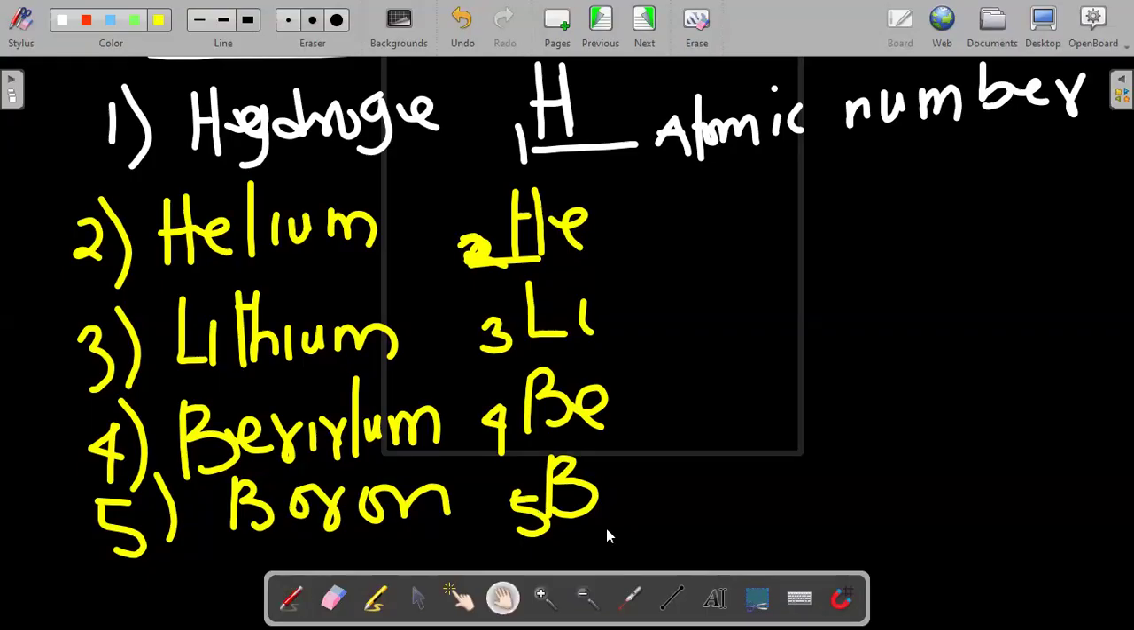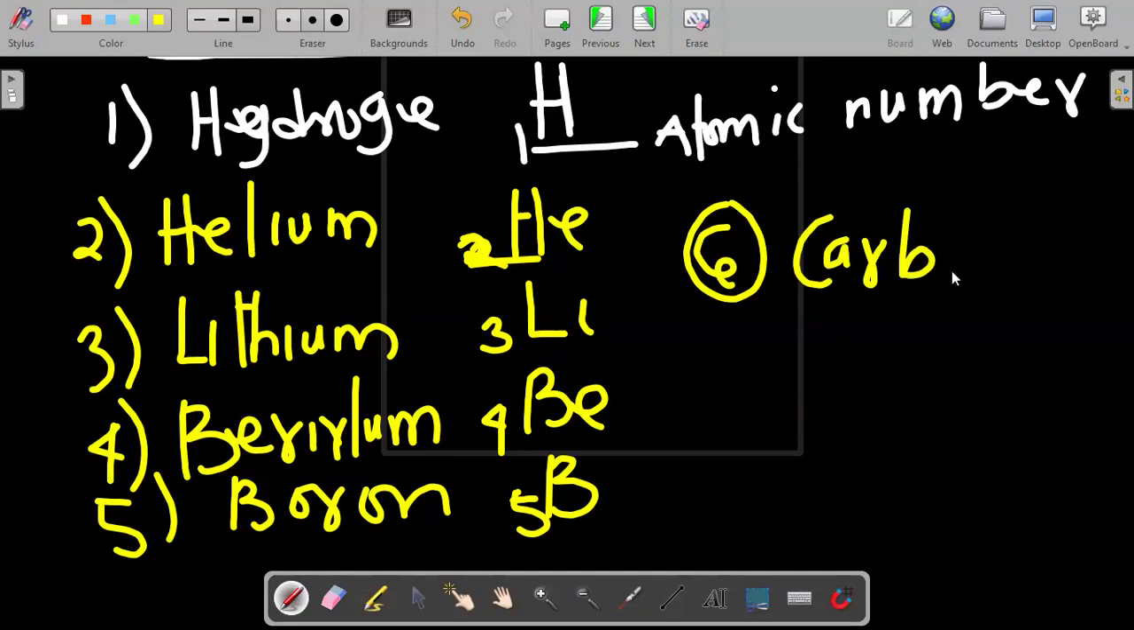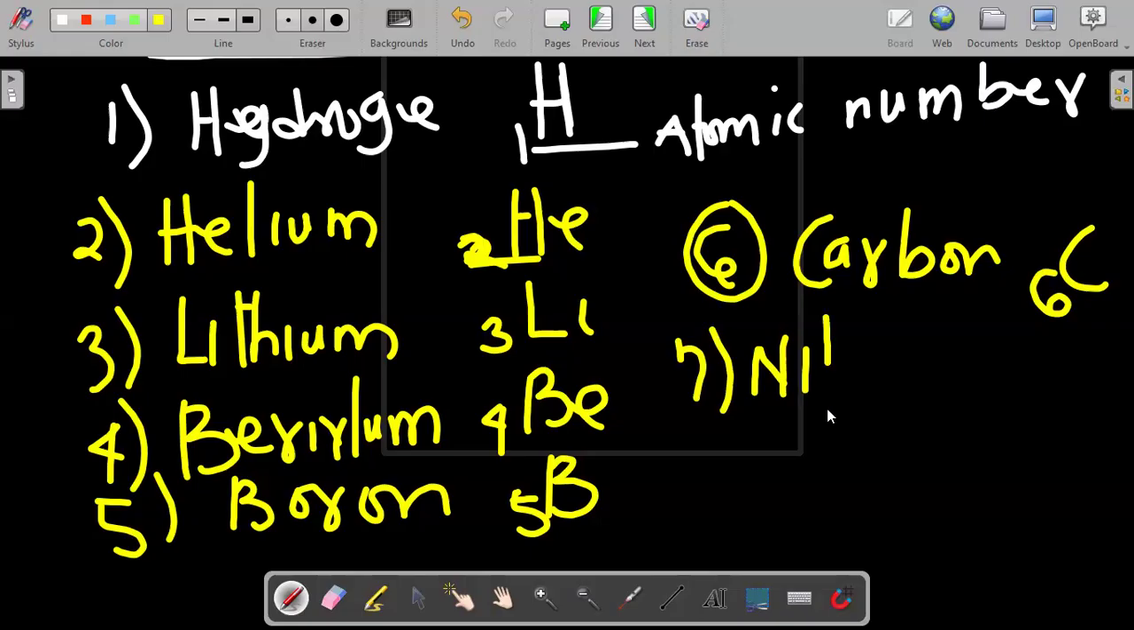Then number 6, we have carbon. Number 6 is carbon, written as C. So this is your chemical symbol. Hydrogen is H, helium is He, lithium is Li, beryllium is Be, boron is B, carbon is C. Then number 7 is nitrogen, written as N, 7.